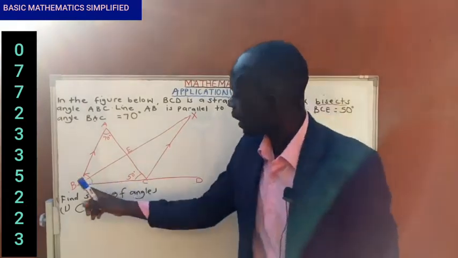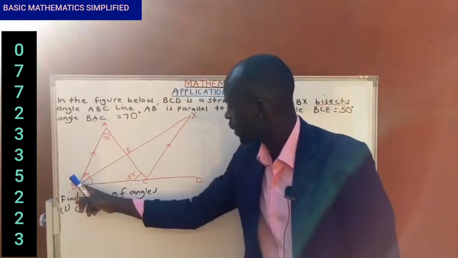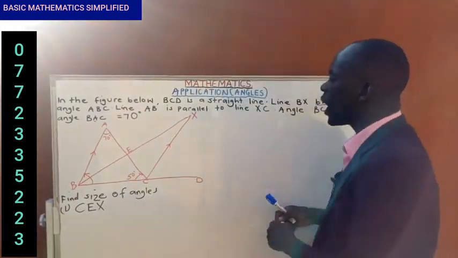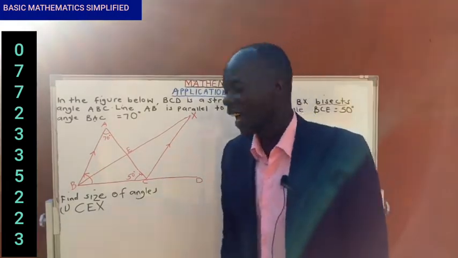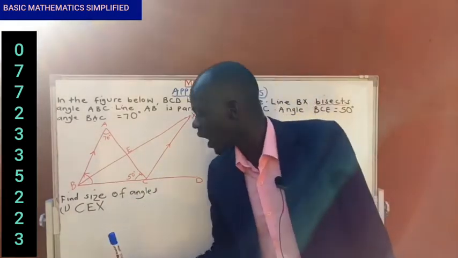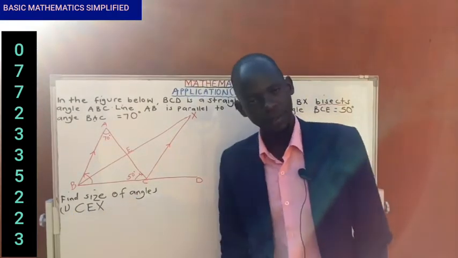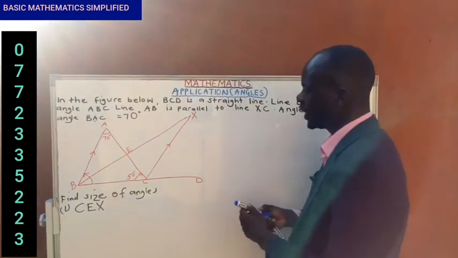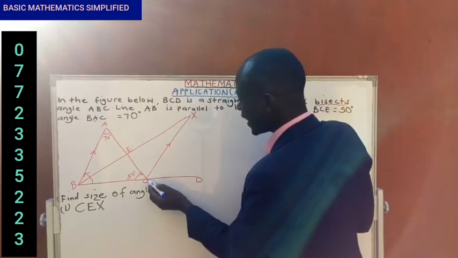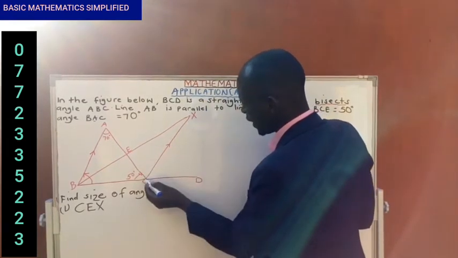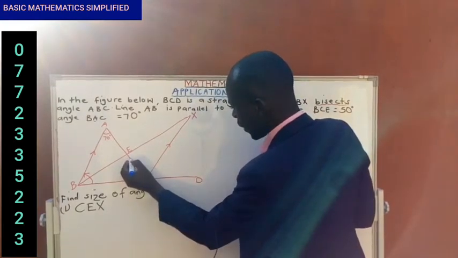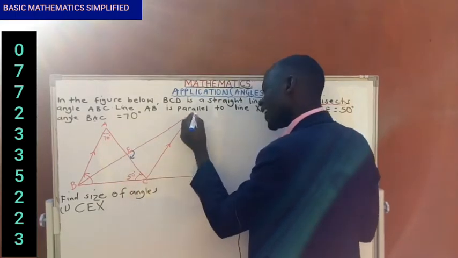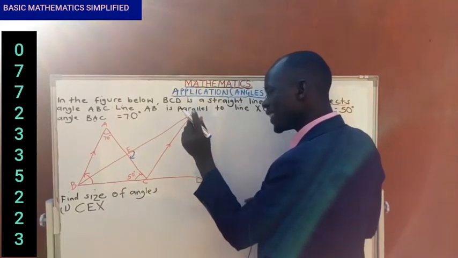That's a simple way. Now, having understood how our figure is standing, we want to calculate the size of angle CEX. Are we together? CEX. Which angle is that? You can see CEX, this one here. Let us not mistake this.